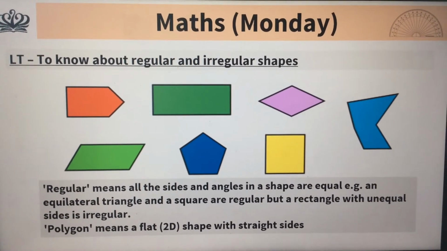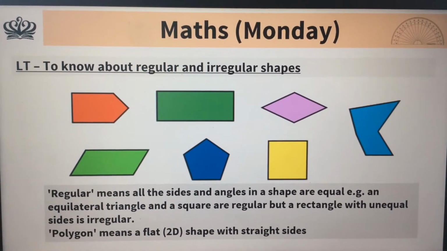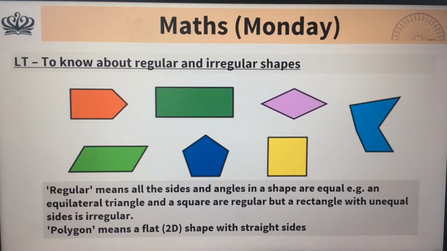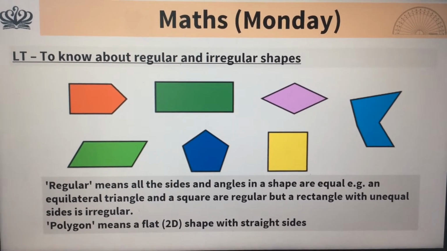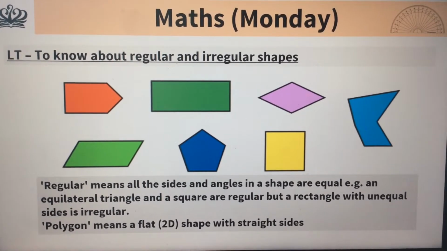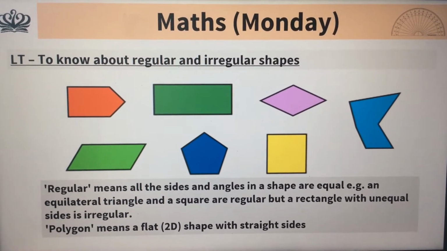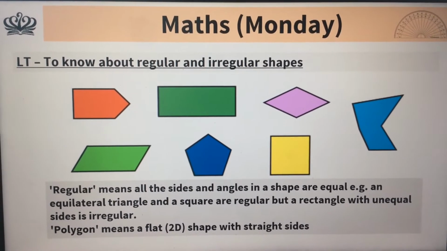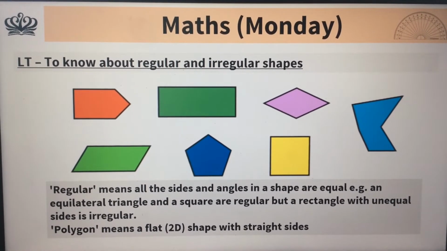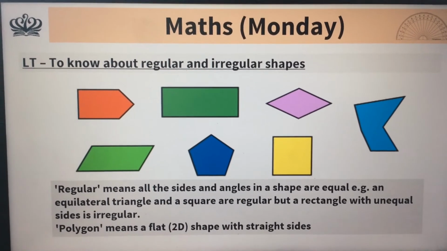Now, we've got a few things to get our heads around first and to make sure that we understand. We've got a couple of words here which are really important, and I know that you will have come across them before. My class, 5A, we definitely talked about regular and irregular when we were finding out about area and perimeter earlier on in the year. So let's have a bit of a recap here.